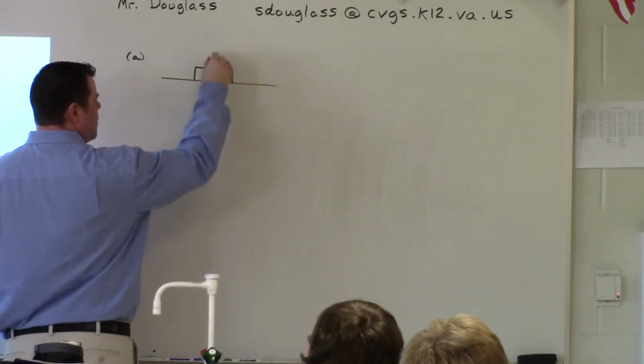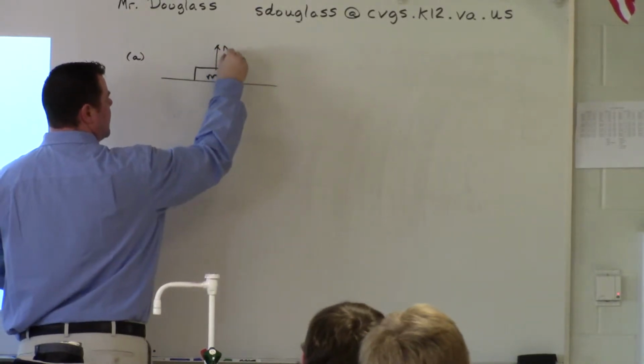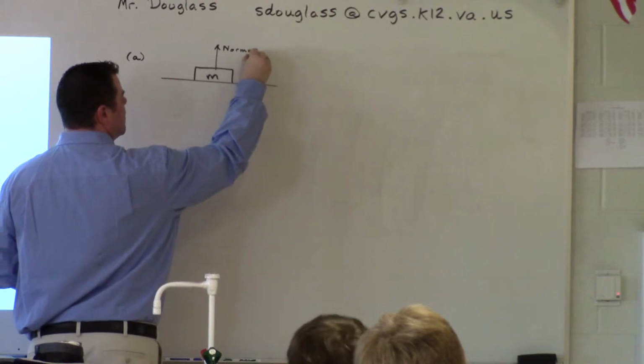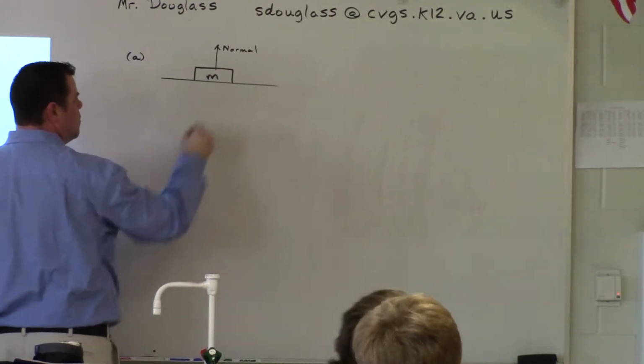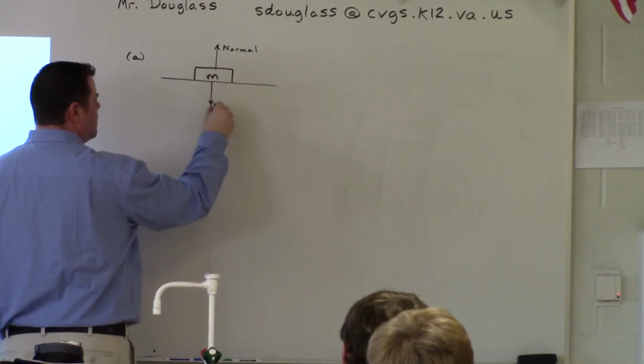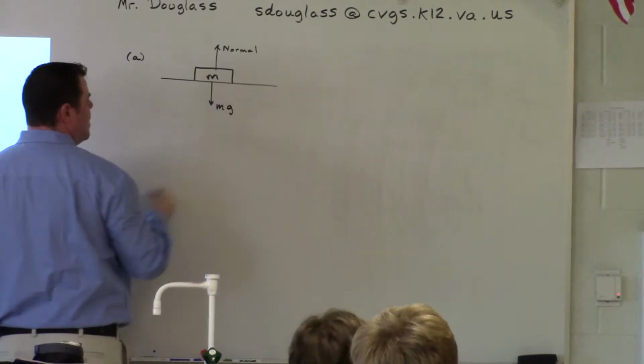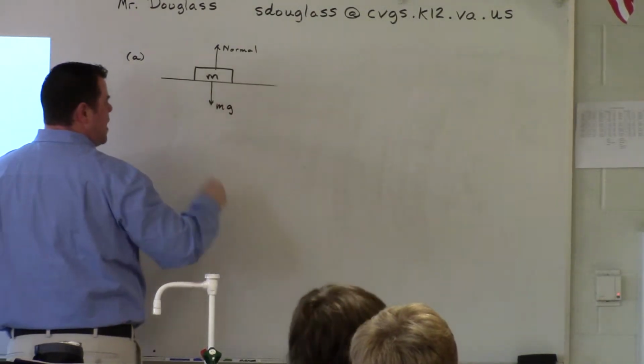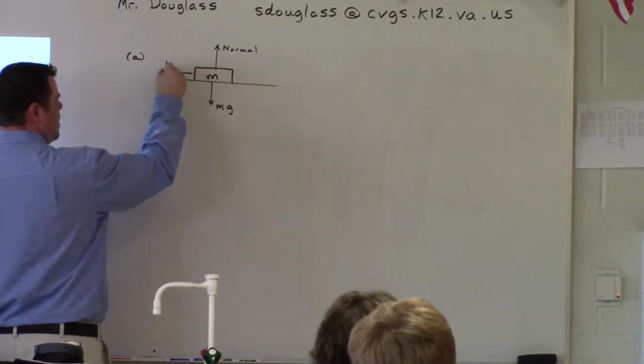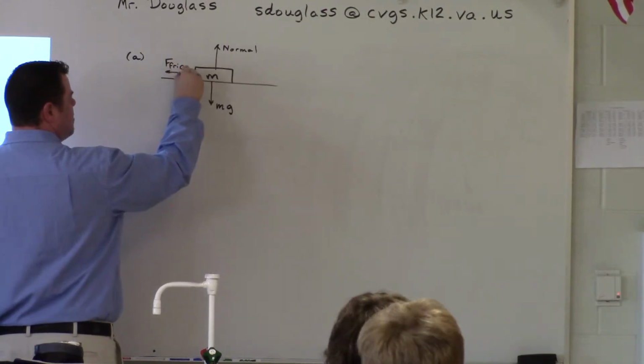What's one force we know? We know the normal force. That's perpendicular from the surface. What else? Okay, I heard weight and I heard friction. If we're pushing the box to the right, then friction would be to the left. Friction always opposes motion.